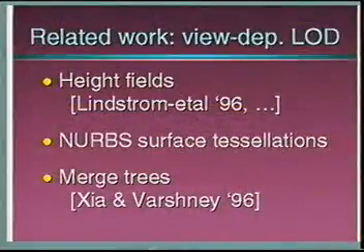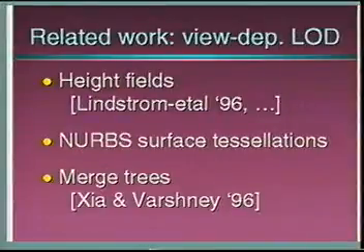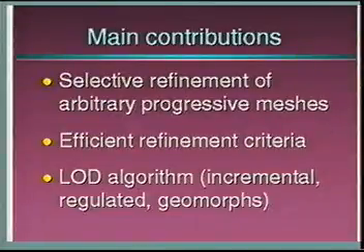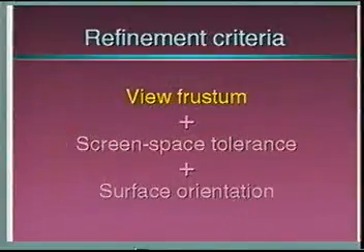Most of the previous work on view-dependent refinement addresses the cases of height fields and parametric surface tessellations. Like the recent work by Xia and Varshney, we generalize these ideas to work for arbitrary meshes. In this work, we create a framework for real-time selective refinement of arbitrary progressive meshes. We develop efficient view-dependent refinement criteria and use these in an incremental algorithm to adapt the mesh at runtime. We define three view-dependent refinement criteria.